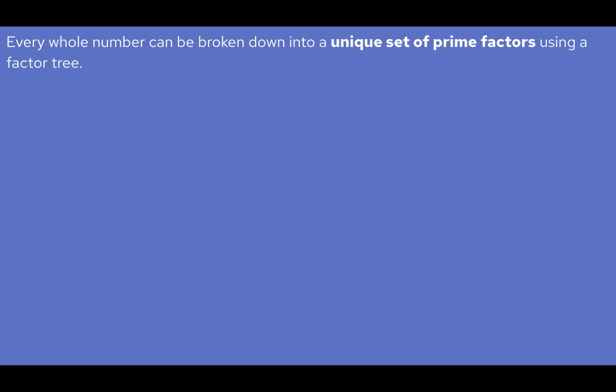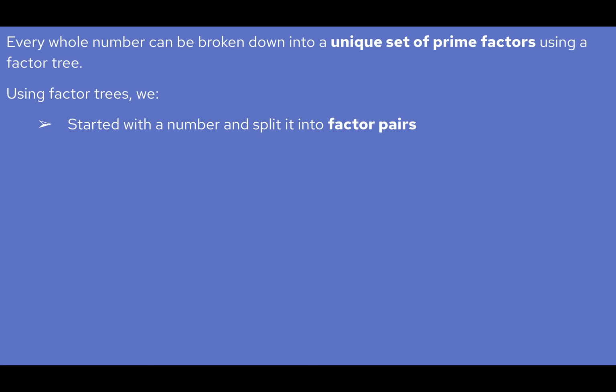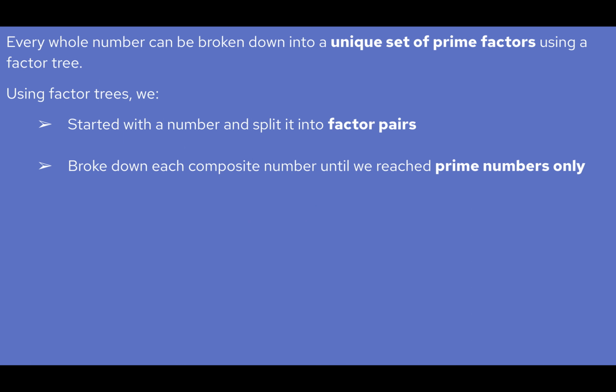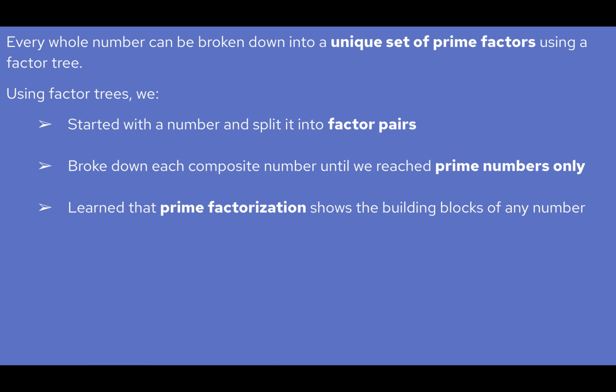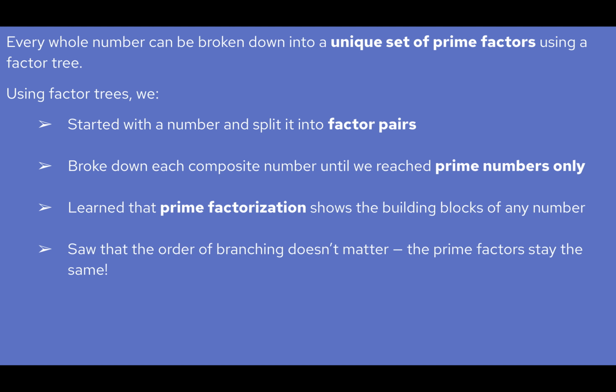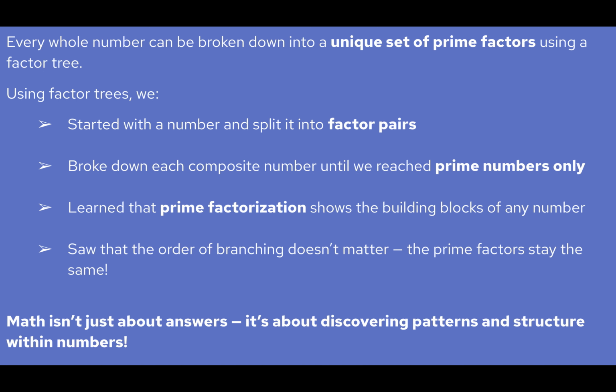So remember that every whole number can be broken down into a unique set of prime factors using a factor tree. When we use factor trees, we start with a number and then split it into factor pairs. Then we break down each composite number until we reach prime numbers only. And remember, we circled those prime numbers. We learned that prime factorization shows the building blocks of any number, and that the order of the branching doesn't matter. In other words, it didn't matter which two numbers we started with. The prime factors always stay the same. So math isn't just about answers. It's about discovering patterns and structure within the numbers.